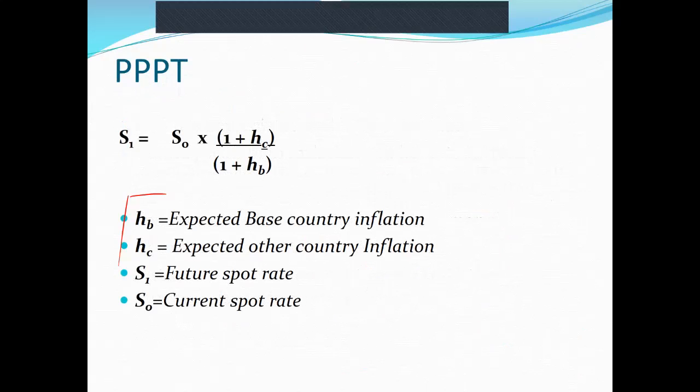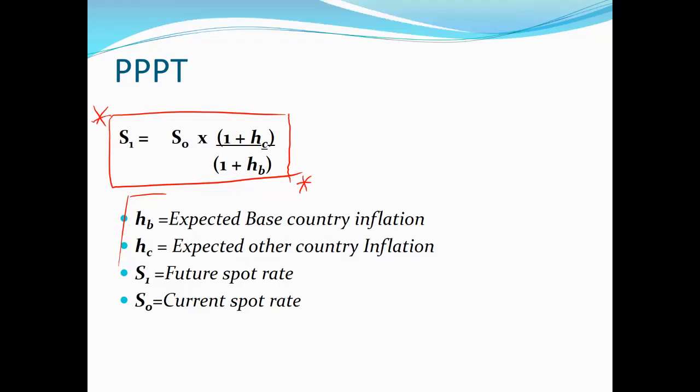This is one of the formulas that the examiner will give you, but nothing else. This is how it will appear in the exam, so you should be able to tell that this is the purchasing power parity theory formula. The future spot rate is equal to the current spot rate, multiplied by 1 plus the inflation in the price currency, divided by 1 plus the inflation in the base currency.